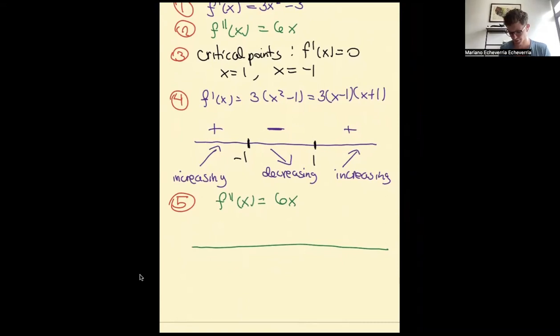Well, it's going to be 0. If you choose a number that's bigger than 0, the second derivative is going to be positive. You can write two pluses here, because that tells you that it's concave up. And if you choose a negative value for x, the second derivative is going to be negative. So it's going to be concave down.